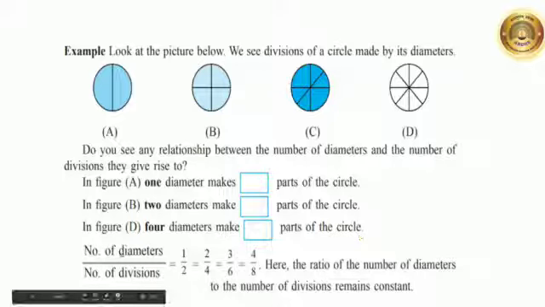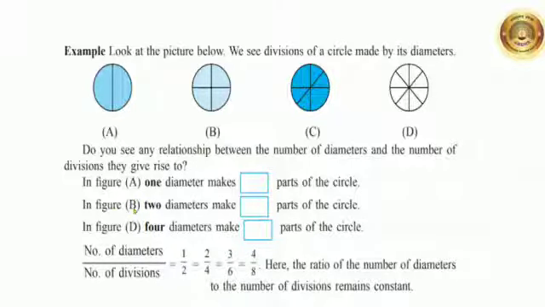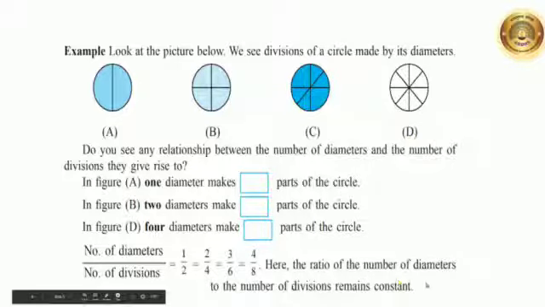So if you take the ratio of number of diameters to number of divisions, in the first case, the ratio is 1 upon 2. In figure B, it is 2 upon 4, which can be reduced to 1 upon 2. In figure D, it will be 4 upon 8, which again can be reduced to 1 upon 2. So we see that the ratio of number of diameters to the number of divisions remains a constant 1 upon 2.